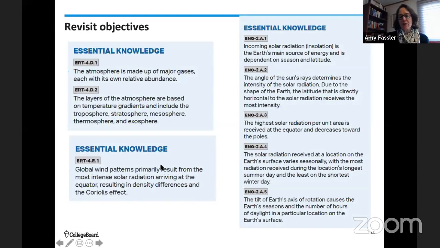Just so that you make sure and see all the essential knowledge statements from the second half of the lesson on the atmosphere. These are the first things that we looked at when we looked at gases in the atmosphere and the relationship between temperature and altitude. We looked at how global winds are created and those patterns. And then we have all of these essential knowledge statements that really dig into this solar insolation and the tilt of the earth and different seasons.